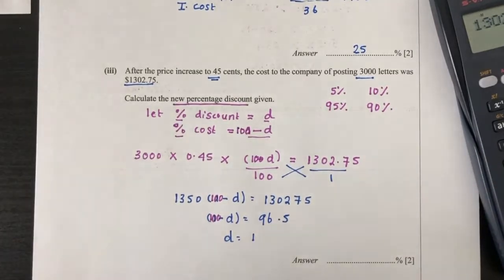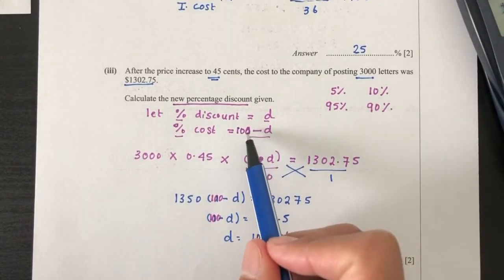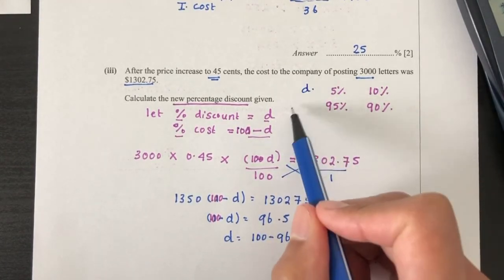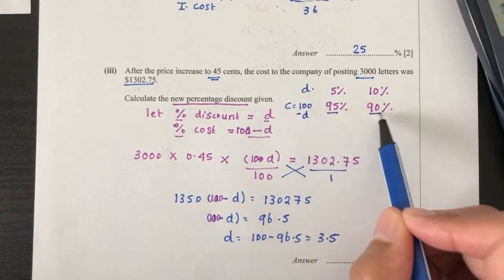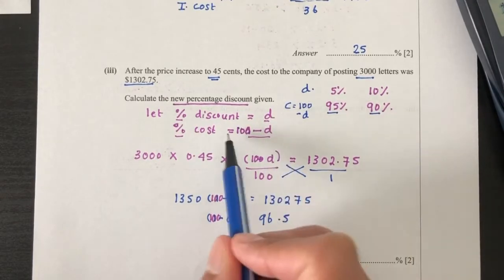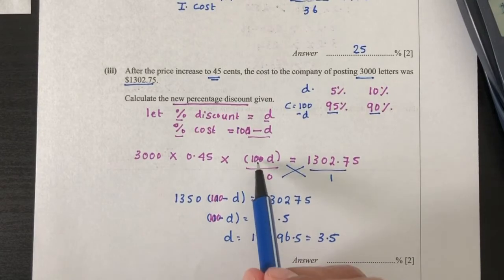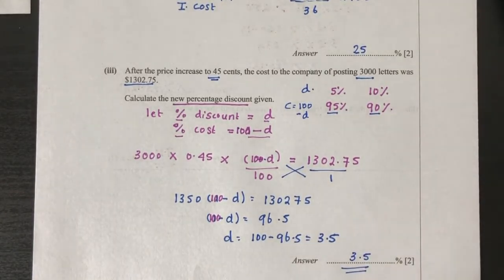Okay, so D will become 100 minus 96.5, which will be 3.5. So as you can see here, I think I made a mistake because I took 1. I should have taken 100, because if this was a discount, the cost was 100 minus discount, you get this value. So same way, if discount was D, the cost will be 100 minus D, you get 95, 90. So same way, right here it needs to be 100 minus D. So discount will be 3.5%. Okay, so that will be part 3.